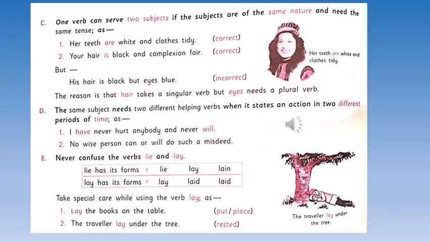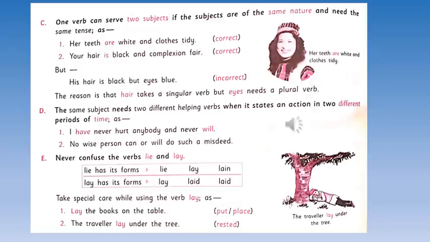But we need not use the verb again there. Her teeth are white and clothes tidy. Next example: your hair is black and complexion fair. See, we are speaking about hair and complexion. Both are singular, so we use one verb, the singular verb is. Your hair is black and complexion fair.